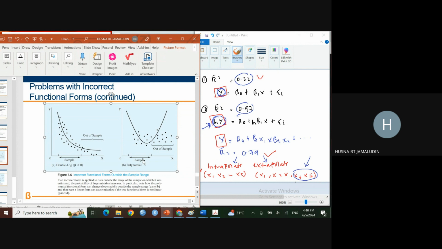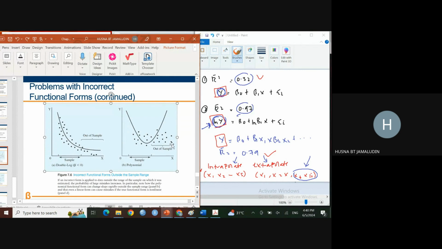But what happens if, let's say, you're using a different functional form? Your functional form is quadratic. It shouldn't be quadratic, right? But you're using quadratic. So this is your sample. If you can see my cursor, your sample is around here, but you are estimating outside the sample. So that means the error is actually bigger.